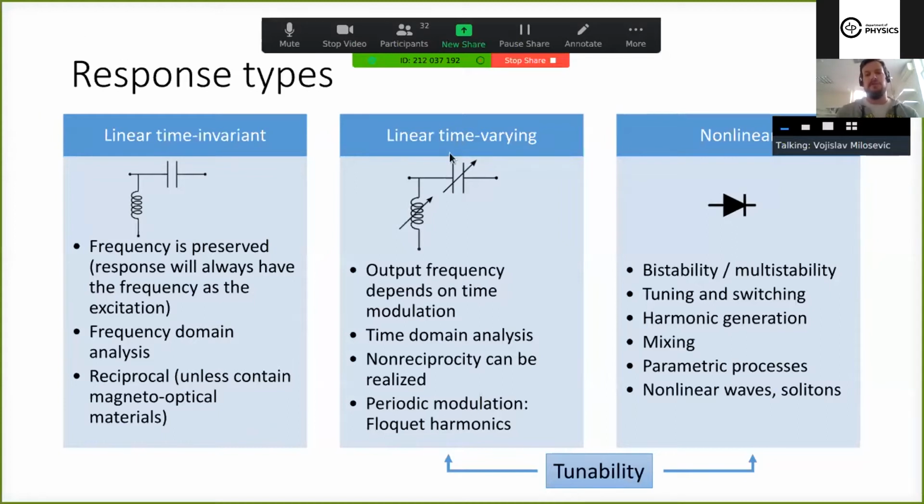Then we have linear but time-varying systems, which are represented as this circuit but with variable parameters in time. In this case, the output frequency is not necessarily equal to the input frequency, and strictly they have to be analyzed in the time domain, not in the frequency domain. Such systems can be used to realize non-reciprocal behavior. The most important practical case is when the modulation of the parameters of the system is periodic, and then we can use the Floquet theorem to analyze the behavior of the system, and it will lead to the appearance of Floquet harmonics in the spectral response of this system.